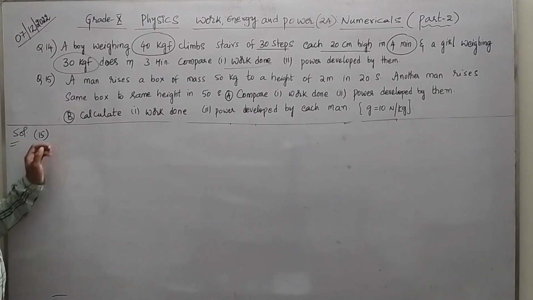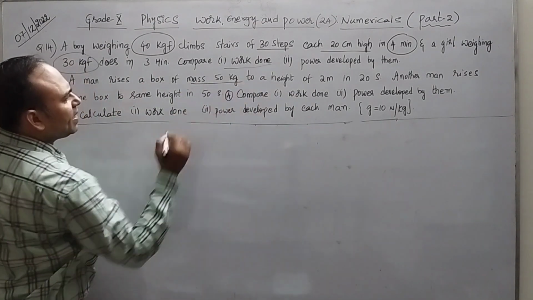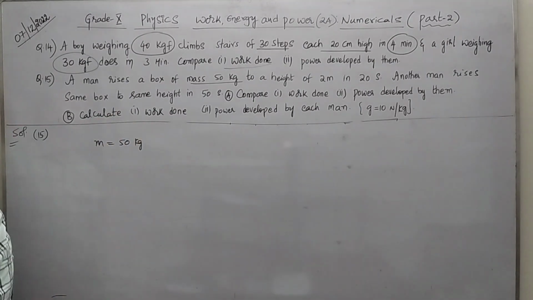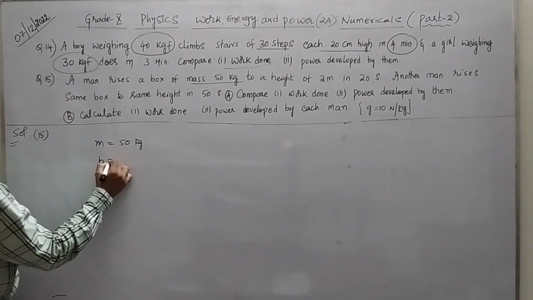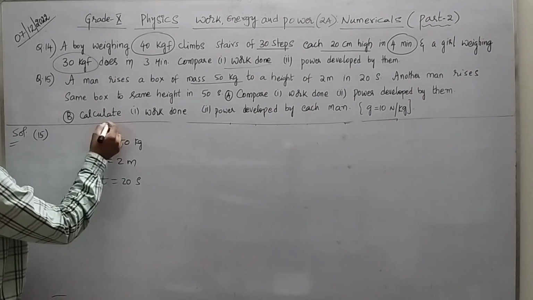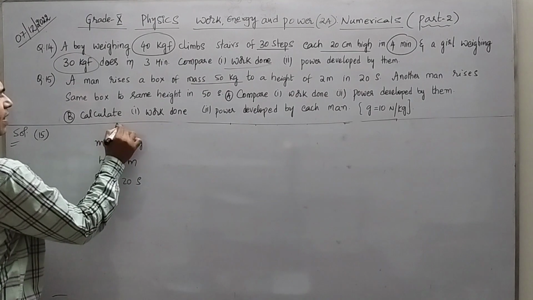Given a man raises a box of mass 50 kg. So let us write the mass is 50 kg, and the height or displacement h is 2 meters. The time taken is 20 seconds. This is in the case of the first person; you can take it as A.